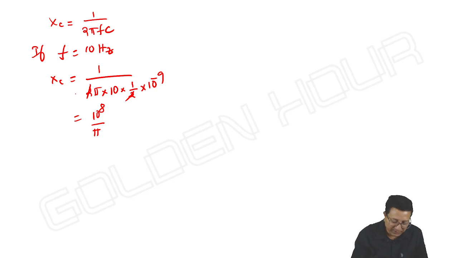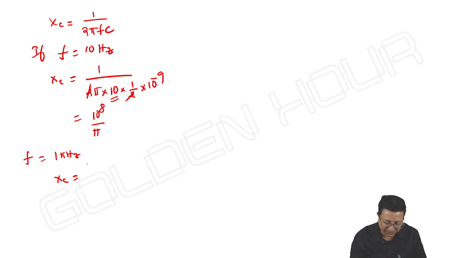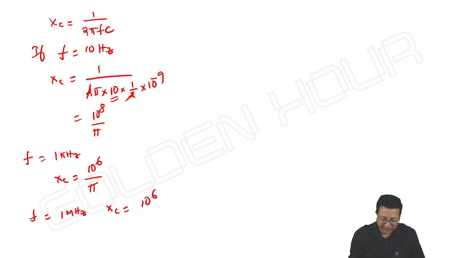If it is 1 kilohertz, then XC will be equal to, so instead of 10, I am writing 10 cube. So in the numerator, two zeros will be reduced. XC will be equal to 10 power 6 by pi. It is also high impedance. If you take 1 by pi mega ohms, it is high. Suppose frequency is equal to 1 megahertz, then XC is equal to 10 cube by pi.